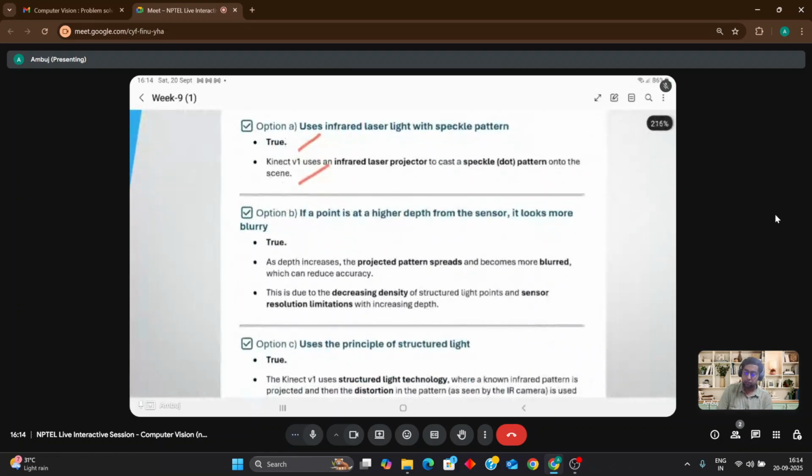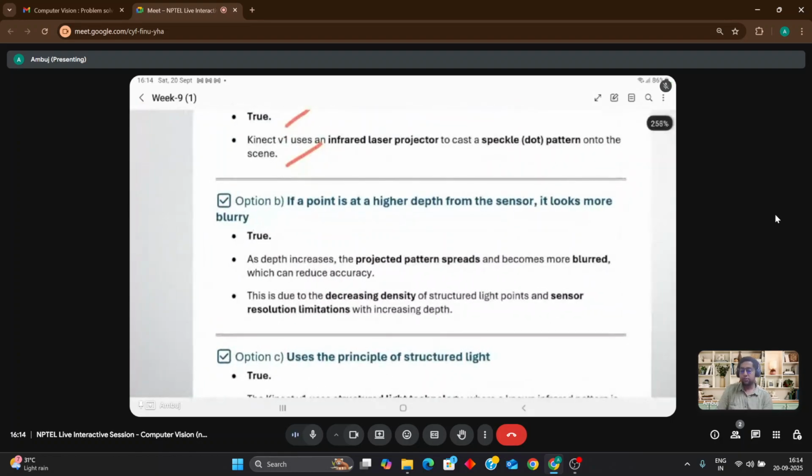Then option B was if a point is at higher depth from the sensor, it looks more blurry. Yes, this statement is also true. As depth increases, the projected pattern spreads and becomes more blurred, which can reduce the accuracy. This is due to the decreasing density of the structured light points and sensor resolution limitations with depth. Yes, this statement is also correct.